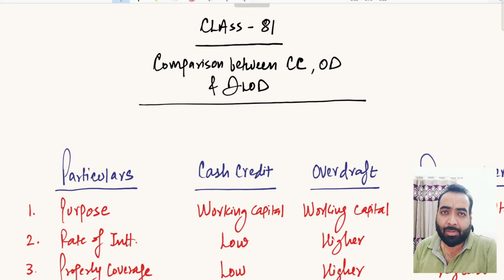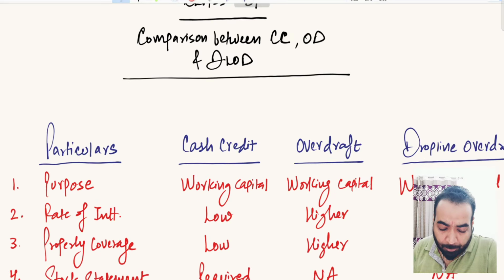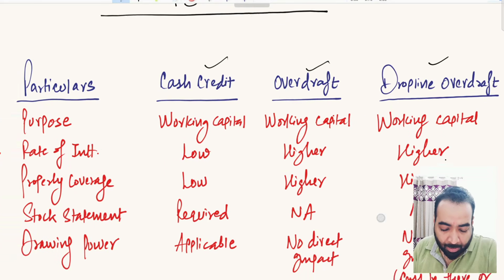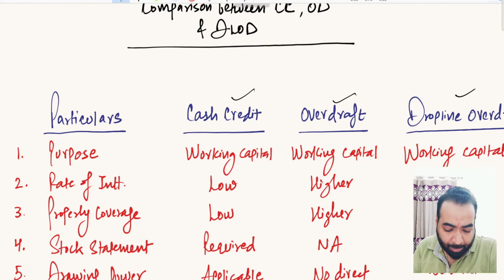So friends, here in this video in class number 81, I will give you a comprehensive comparison table or comparison chart of cash credit, overdraft and drop line overdraft facility so that you can clearly understand the differences between them and the similarities between them. So cash credit, overdraft and drop line overdraft.